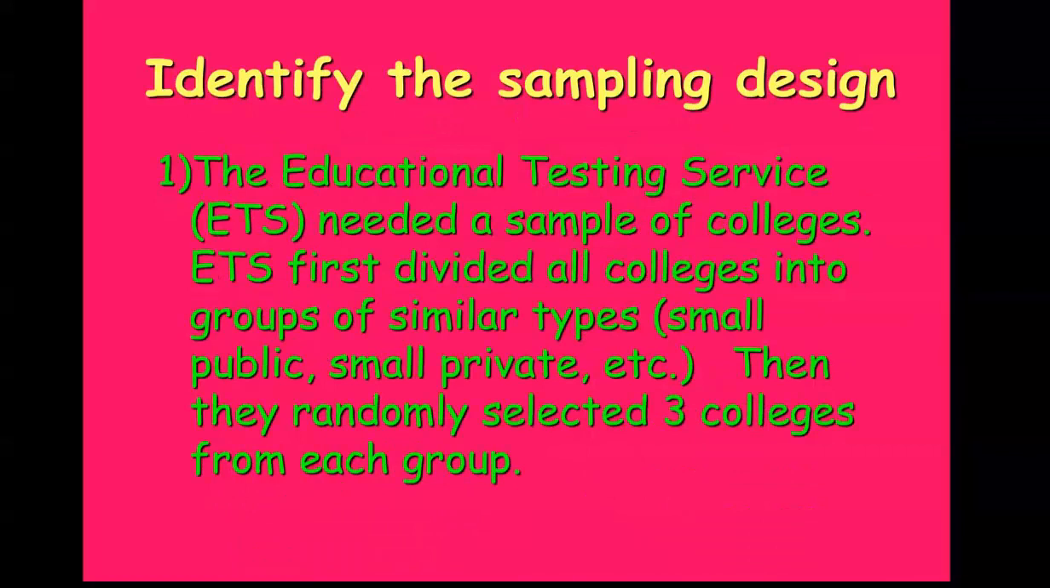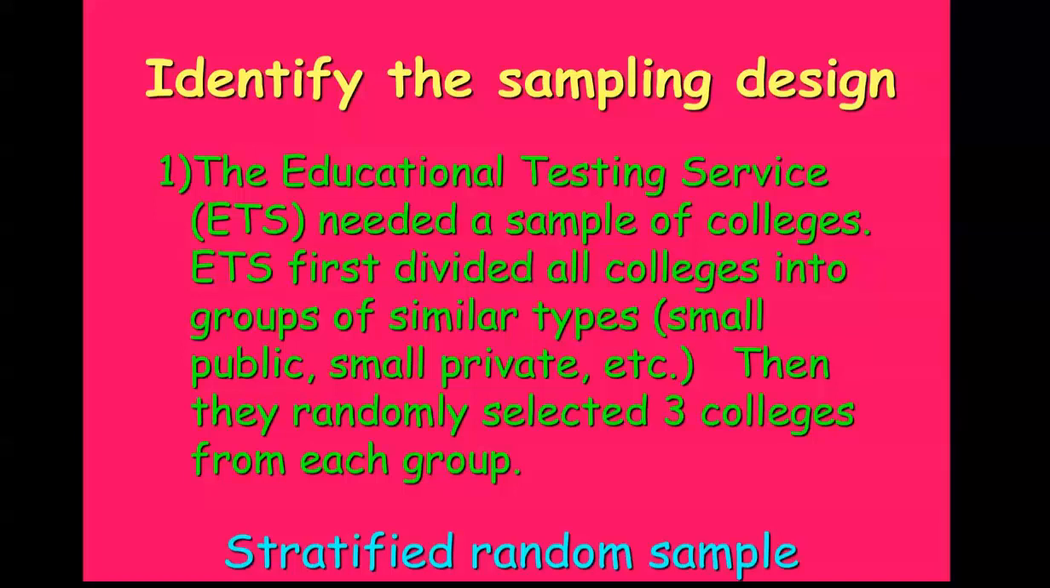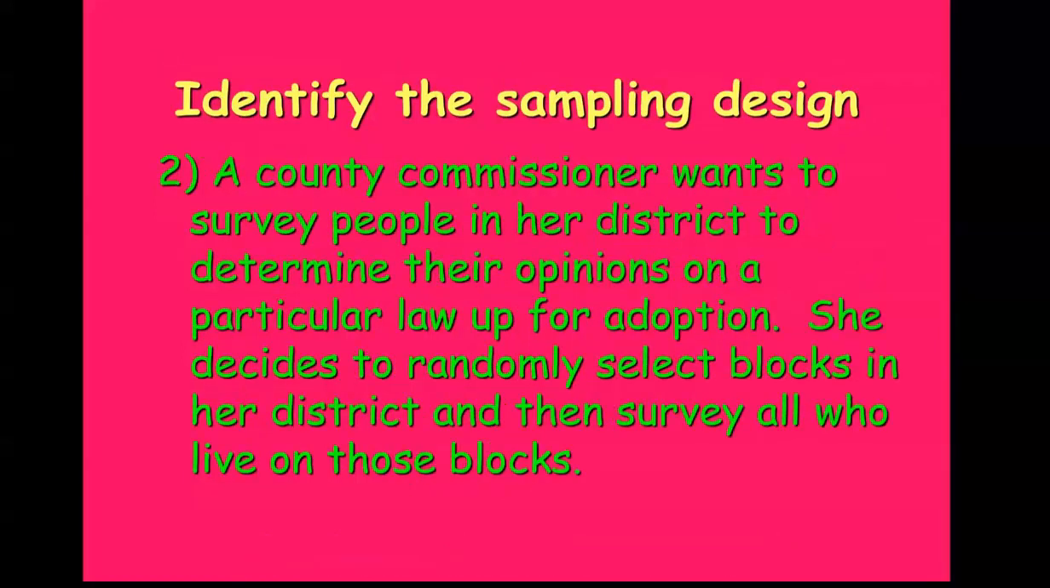So let's go through a couple of practice problems here. Identify the sample design method. Educational Testing Service needed a sample of colleges. They first divided the colleges into groups of small, public, private, then randomly selected 3 colleges from each group. That would be stratified. County commissioner wants to survey people in her district to determine their opinions. She randomly selects blocks and then surveys all who live there. That's cluster.